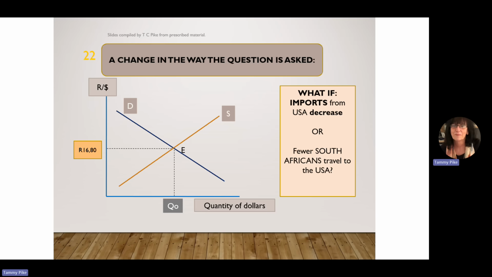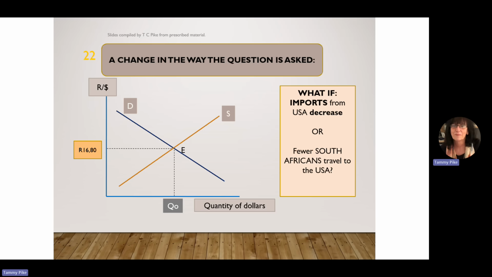We still must complete our graph. Now, this time I haven't got solutions for you. So I'm going to just do it quickly here for you, just to show you. And what we must do is make sure we show all the required information. So here's my new equilibrium position. We can see that the price of the dollar in South Africa has decreased. We don't know where it's gone to, but we can put in anything that's less than 16.80. So let's just put in 16 Rand, because 16 Rand would be less. And then we put in quantity Q1, showing that the equilibrium quantity has decreased.